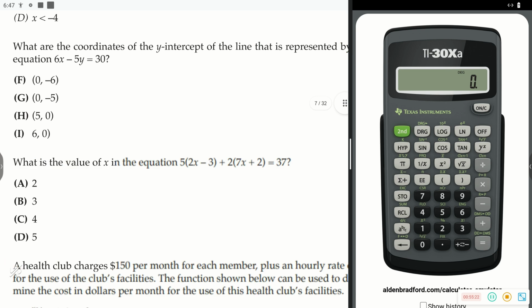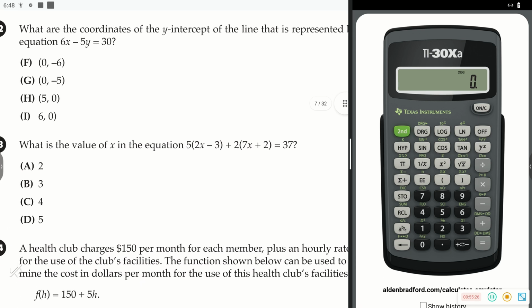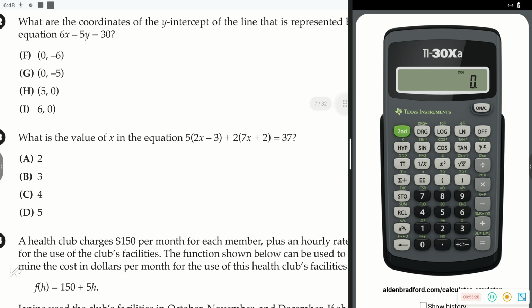I'm going to try and make it as big as possible. All right. It says, what are the coordinates of the y-intercept of a line that is represented by this equation? So it's looking for the y-intercept. You want to solve it for when x equals 0.